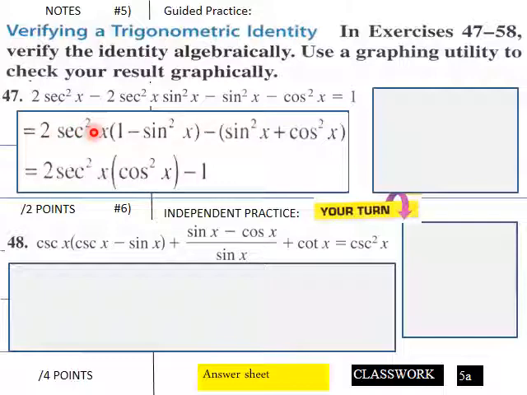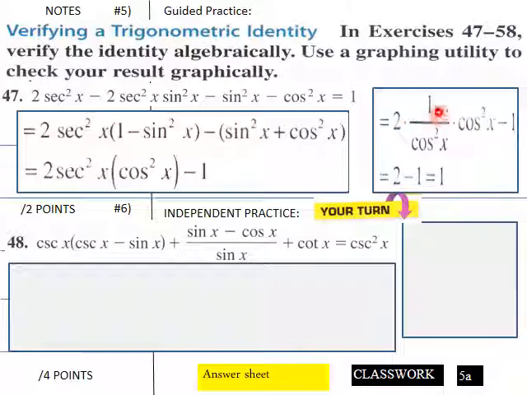Then 2 secant squared x times cosine squared x minus 1. This equals 1. This is the same thing as cosine squared x. So we end up with 2 times secant squared x becomes cosine squared x times cosine squared x minus 1, which is this here. And then this becomes 2 times negative 1 here, which would equal 2 minus 1 would equal 1.